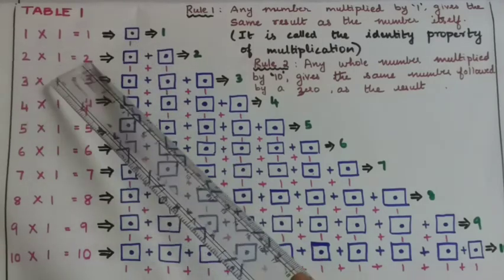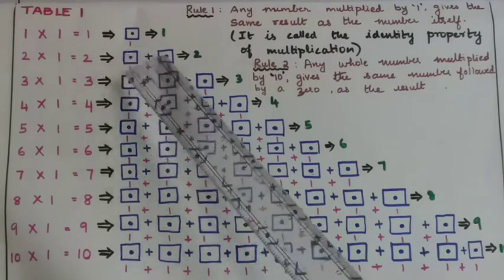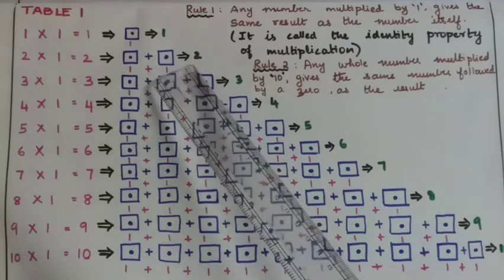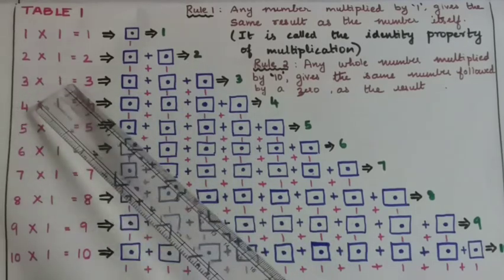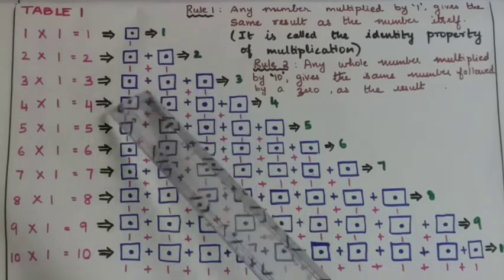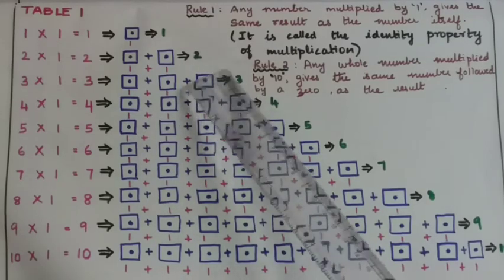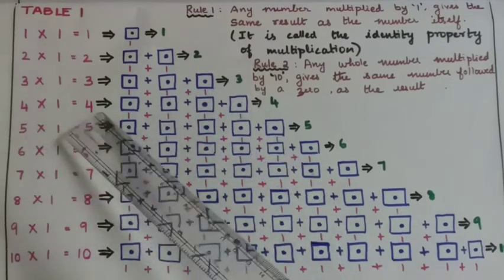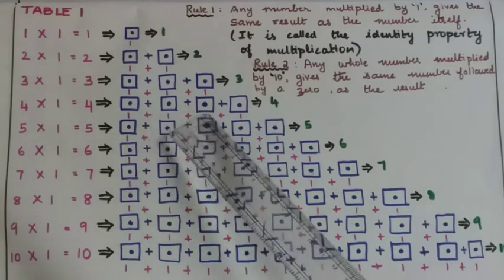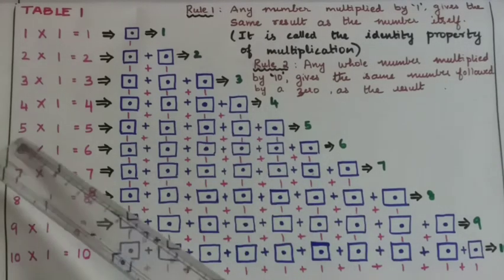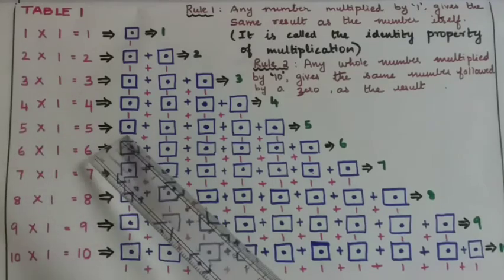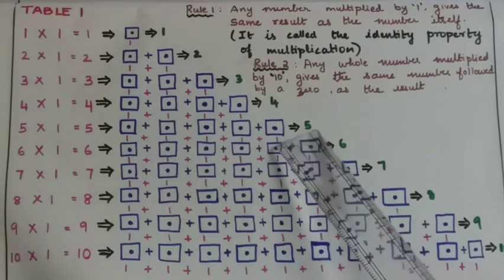If you take the next row, 2 ones are 2, wherein there are 2 groups with 1 item in each group. So the answer is 2. Next, 3 ones are 3, which means there are 3 groups with 1 item in each group. So 1 plus 1 plus 1 gives 3. 4 ones are 4. So there are 4 groups of 1 item in each group. So 1 plus 1 plus 1 plus 1 is 4. Then 5 ones are 5, wherein there are 5 groups with 1 item in each group. So 1 plus 1 plus 1 plus 1 plus 1 gives 5.